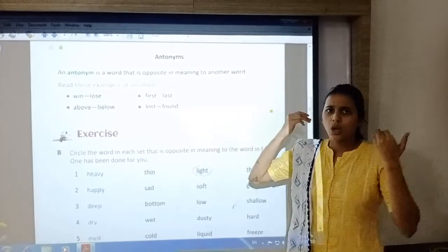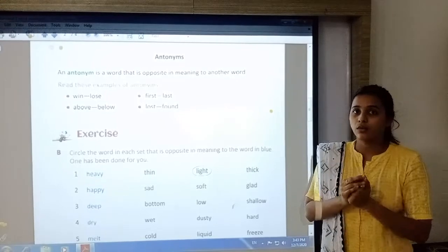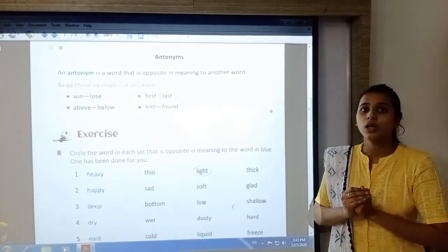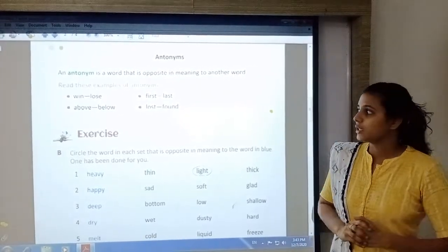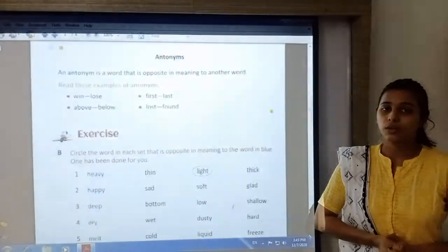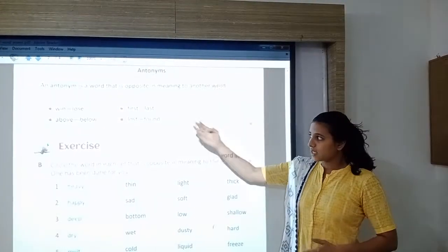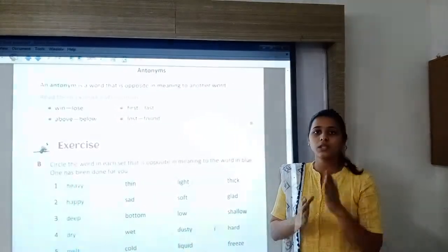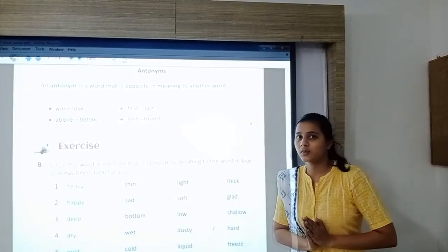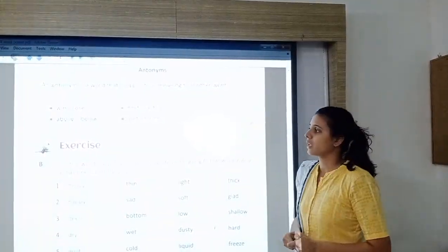Next is lost, खो दिया. The opposite word for that is found, something which we have got or found somewhere. So lost is the opposite of found, or you can say found is the opposite of lost. So these words are opposite to each other. That is why these words are known as antonyms.